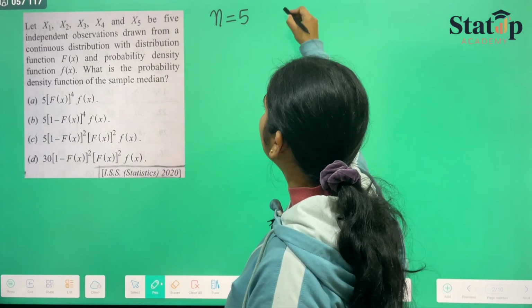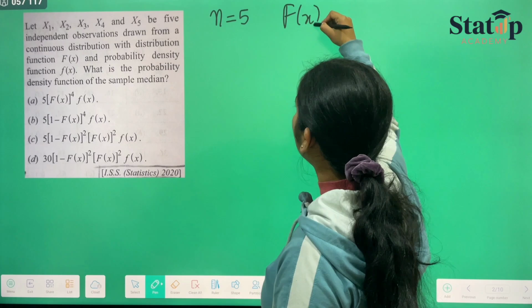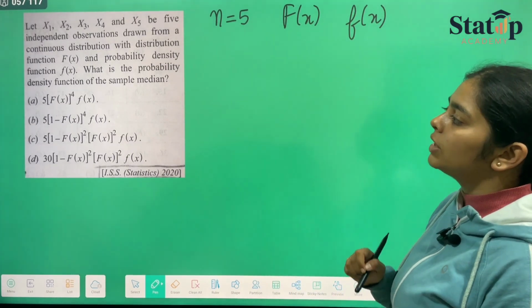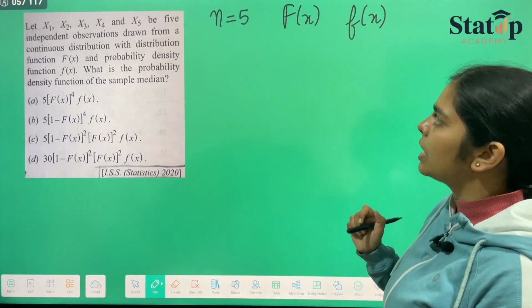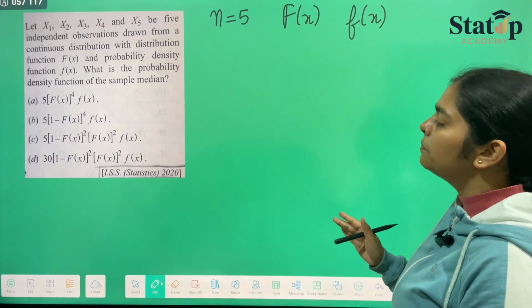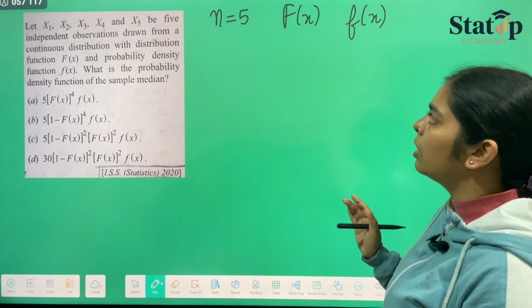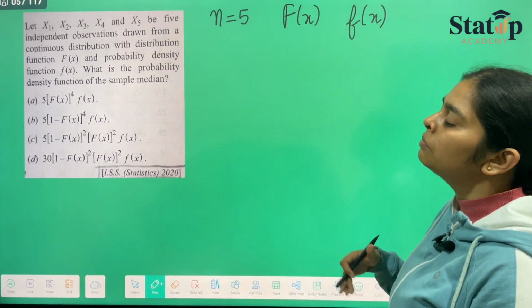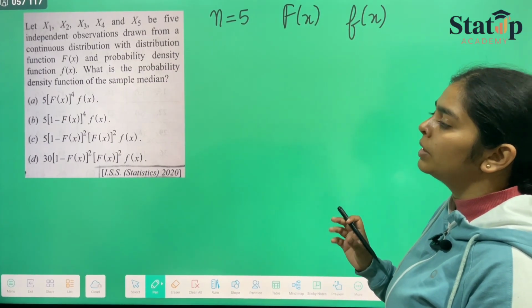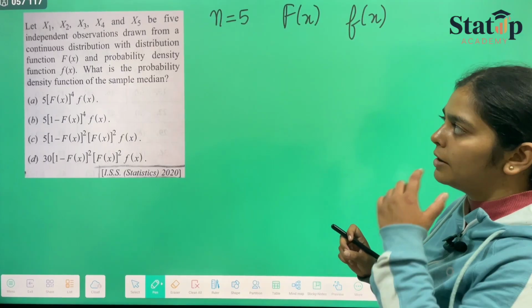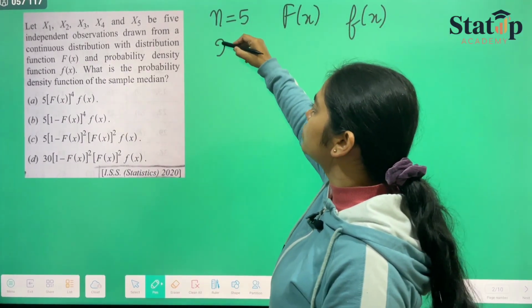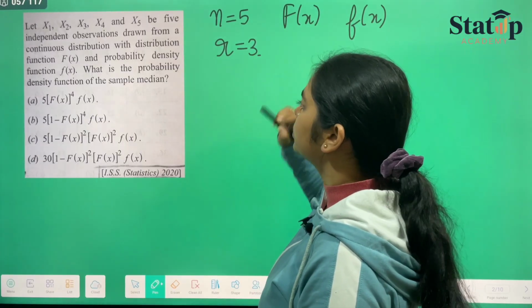With the distribution function given as capital Fx, and the PDF given as small fx. What is the probability density function of a sample median? For a sample median, it should lie in between among 5, and since it is a whole number, in between 5 it will be 2.5, and 2.5 converted to the nearest whole number will be 3. So our r will be equal to 3.